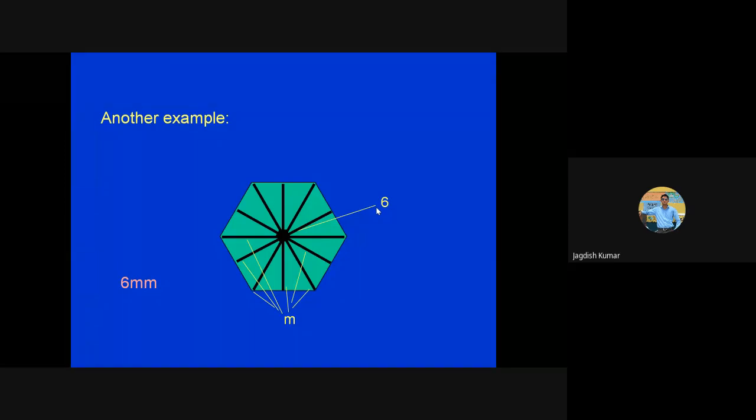If you take a hexagon and rotate it by 60 degrees, then you can't tell whether rotation has happened or not. That means it is a symmetry operation. So in this case, what should be the n-fold axis of symmetry? 2 pi by n should give you 60 degrees, and what should n be? 6. So it has a 6-fold rotational axis of symmetry.